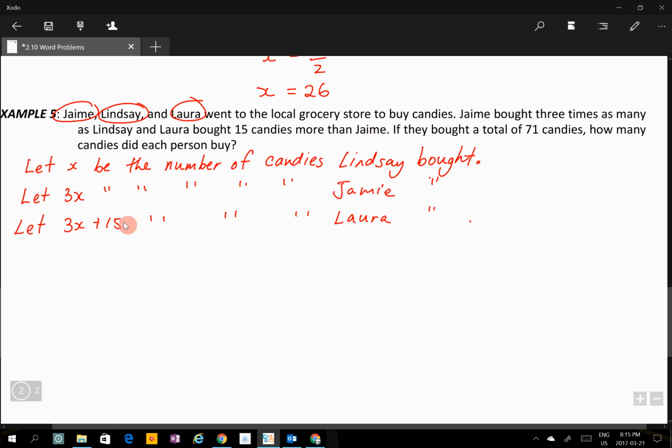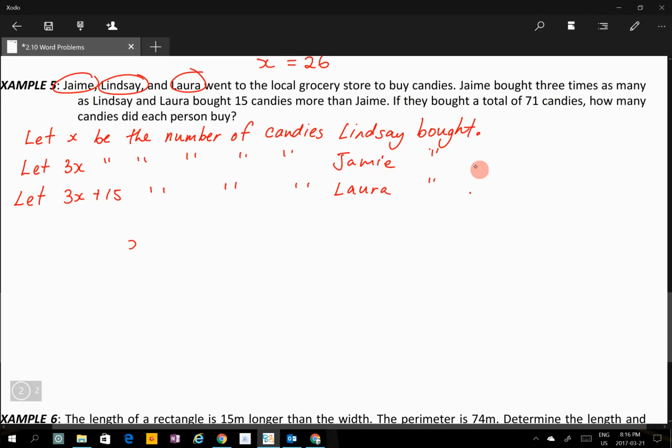I'm going to combine them to make my equation. They bought a total of 71 candies. My equation is going to be the number that Lindsay bought, x, plus the number that Jamie bought, 3x, plus the number that Laura bought, 3x plus 15, for a total of 71 candies. Here's the equation I'm going to solve.